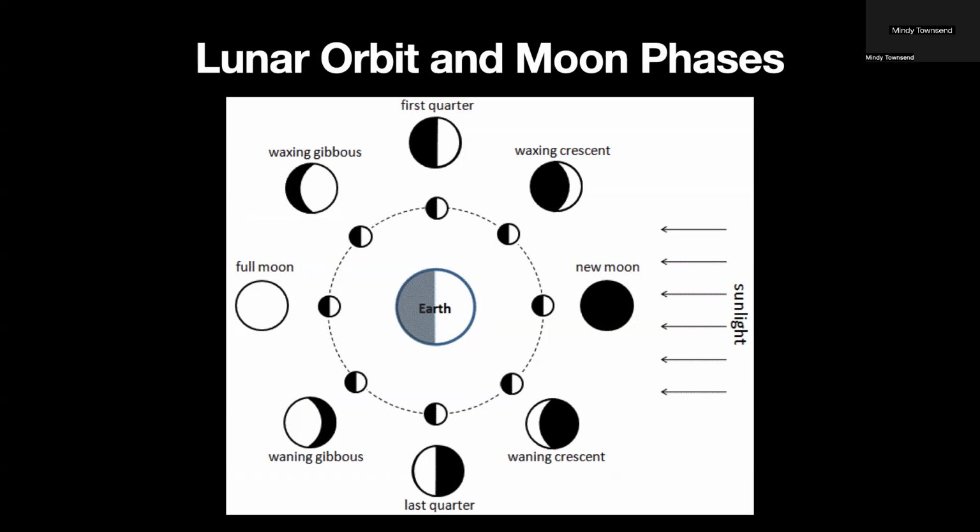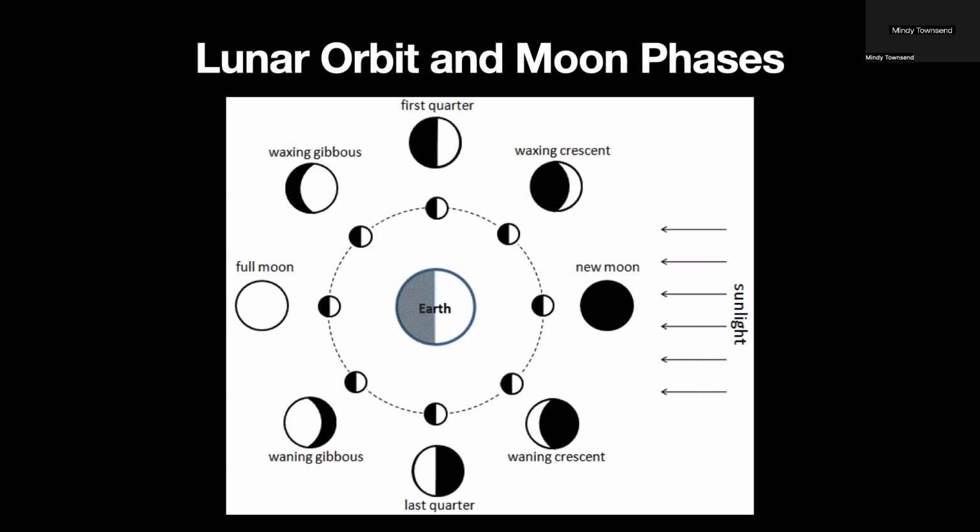Similarly, during a full moon, when the moon is over here, getting the full brunt of sunlight, this is the only time that the Earth can get right in between the moon and the sun to block out all of this sunlight from hitting the moon.